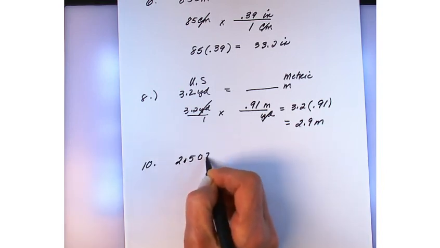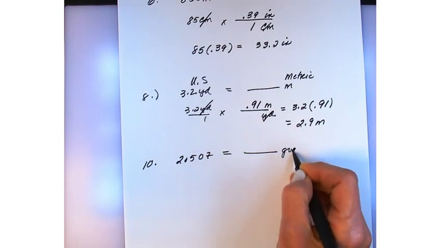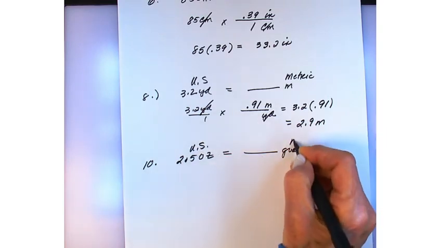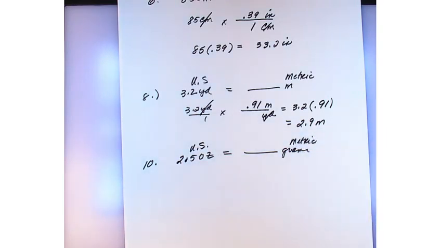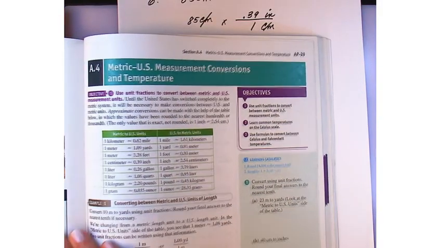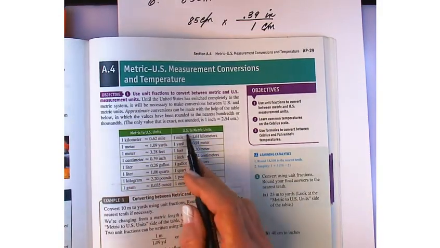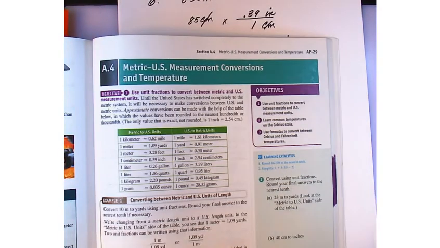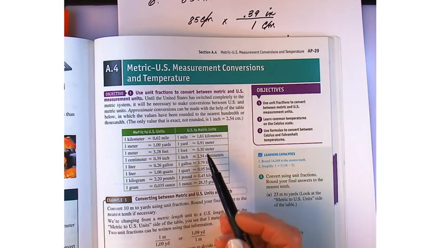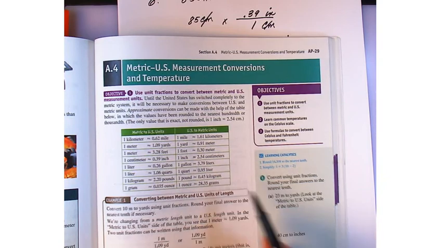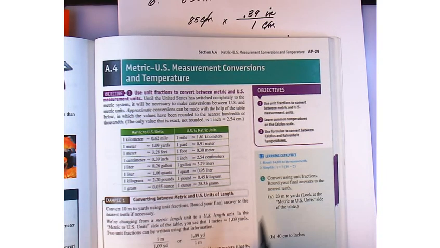2.5 ounces equals how many grams? This is US. This is metric. I have to choose my chart, which I said will be given to you. It will be Xeroxed, added to the exam. And I want to go from US to metric. And I want to go from ounces to grams. So 1 ounce equals 28.35 grams, the very last one.